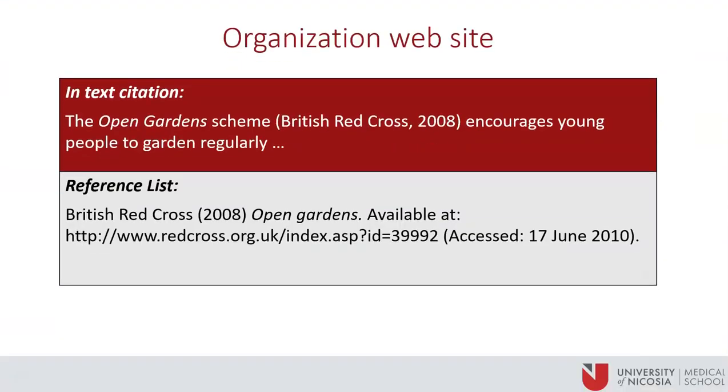Here is an example for a website. In this case, an organization, the British Red Cross, is the author. The year is when the site was last updated. You will usually find this information at the bottom of the website page. Next, italicize the name of the website and add available at, followed by the website address or URL. And again, you must add the date that you accessed the site.